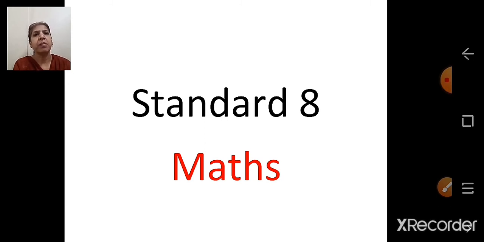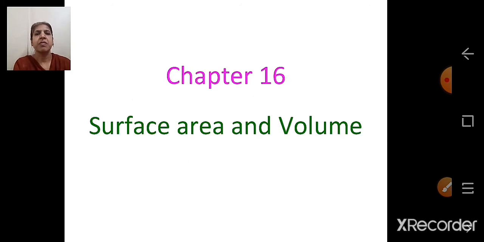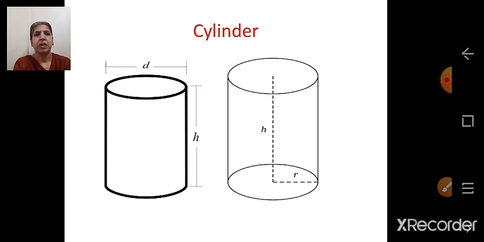You have to complete your books. Till what we have done, you have to complete your books and you have to also do the practice sets. So, we have to continue with our chapter 16, surface area and volume. We will revise what we have studied in the previous session.